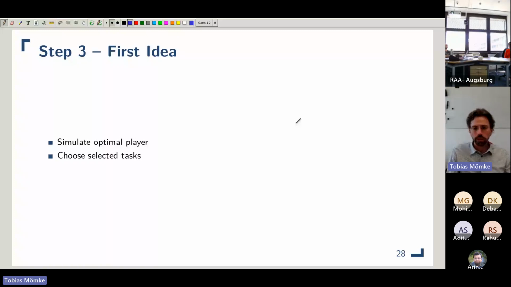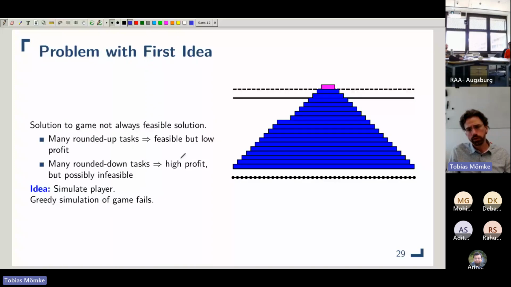And then step 3 does not really work yet at this stage. The idea is we simulate an optimal player and we choose the tasks that it selected, but there's a problem with that. If we simulate the player, we might have this specific situation. We have all those tasks, they are all small tasks, and the player just selects all of them. And then the top task is super expensive.